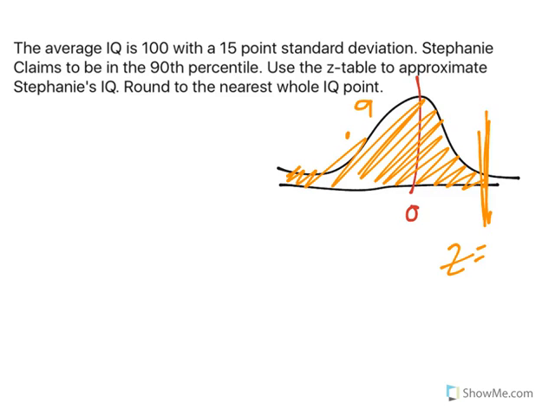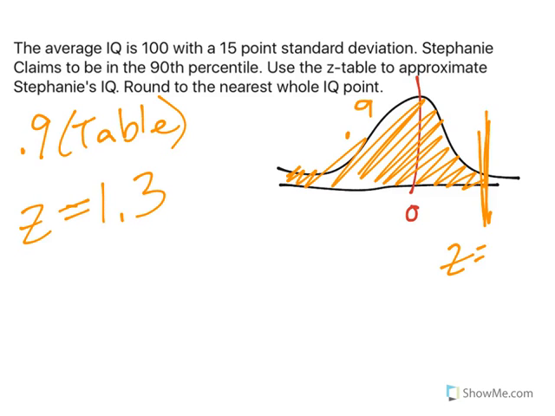So you're going to look in your table and you're going to try to find 0.9 in the table, because this leads you to a Z-score. So when I look at 0.9 in the table, I find approximately a Z-score of 1.3. Now we know the Z-score has to be positive because the percentile is bigger than 0.5. Okay, so Stephanie has a Z-score of 1.3.